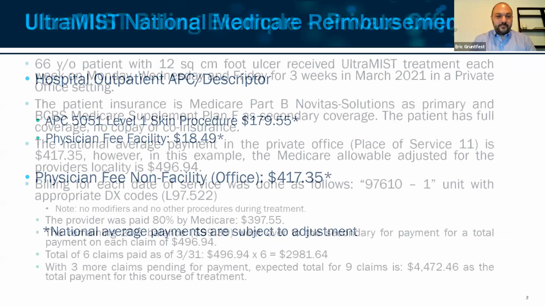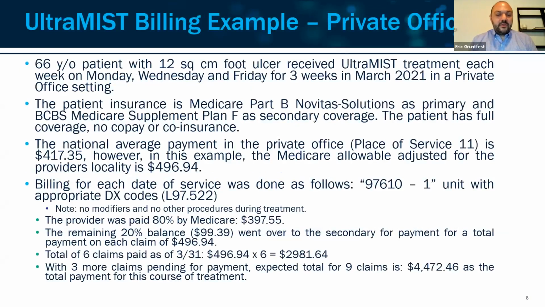In this example, this is a recent example where a 66-year-old patient with a 12 square centimeter wound received UltraMIST weekly on Mondays, Wednesdays, and Fridays for, I think, the first 3 weeks in March. And this is a private office setting. This patient had Medicare Part B as their primary and a good supplemental secondary. So the patient had no copays or coinsurance. There was no out-of-pocket for the patient.